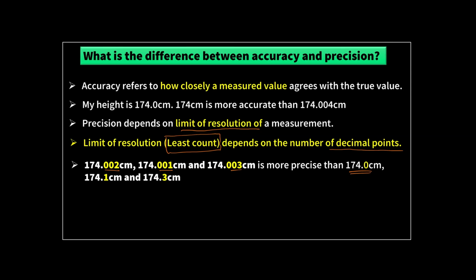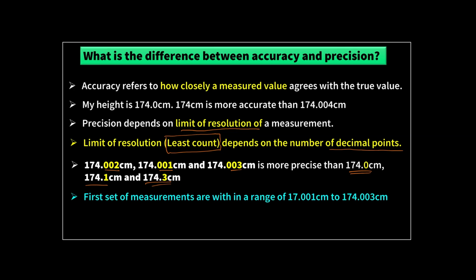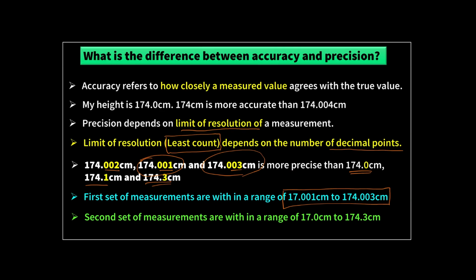Look at these set of measurements, only 1 decimal point, which is having less precision than the first set of measurements, which means the first set of measurements have a range from 17.001 to 17.003. So close to each other. All the measurements are so close to each other. Look at the second set of measurements, which is between 174.0 and 174.3. This is having less precision.